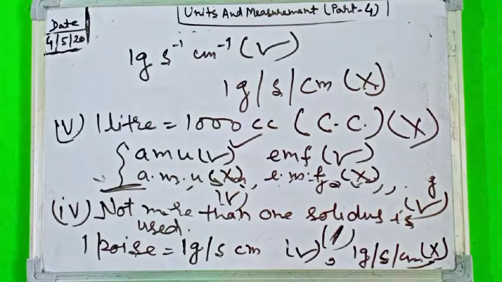So this is all about the fundamental units and derived units. In the next class we will discuss the standard units: what are the standard units of length, time, mass, solid angle, plane angle, then Kelvin, mole, all the fundamental units, one by one in the next class. Thank you, students. That's all.